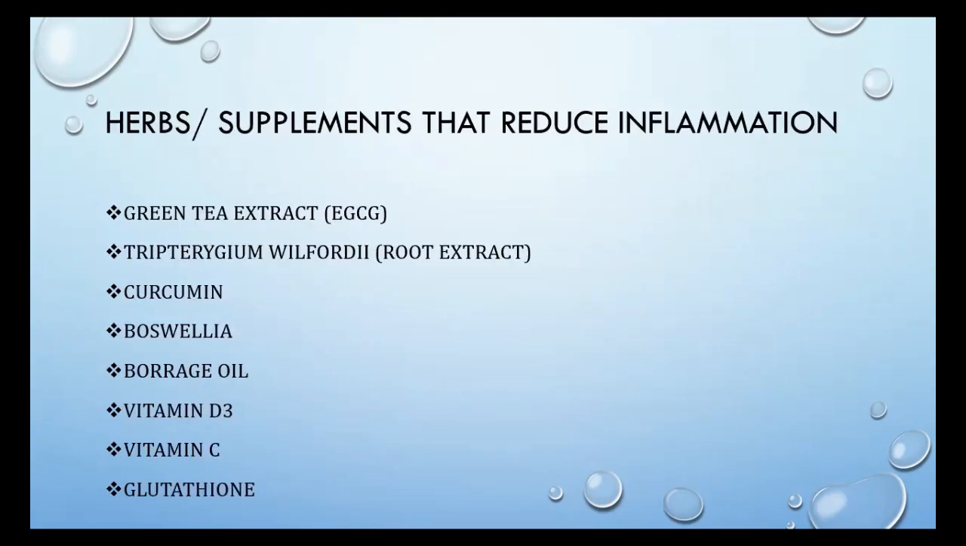Now, these are some of the supplements that I like to use because they have been shown to help very much in RA cases. The first one is green tea extract. It has a lot of research behind it, and it has EGCG, which is a very long name, and I'm not getting into that. But the higher the concentration of EGCG, the higher the antioxidant benefit that you get.